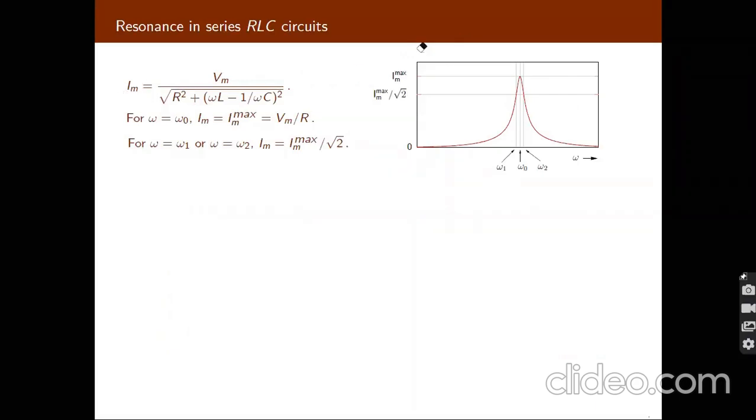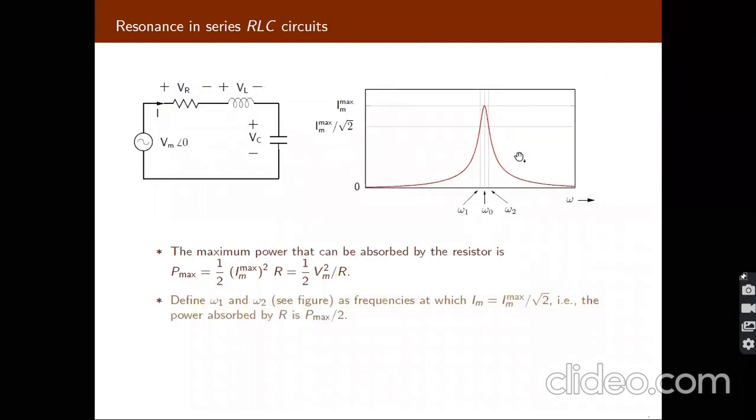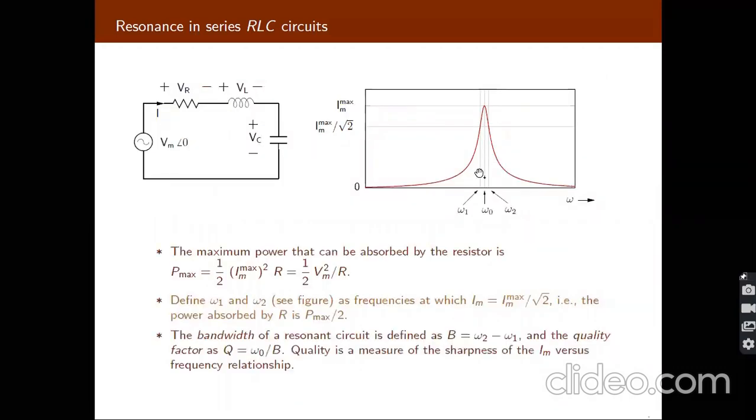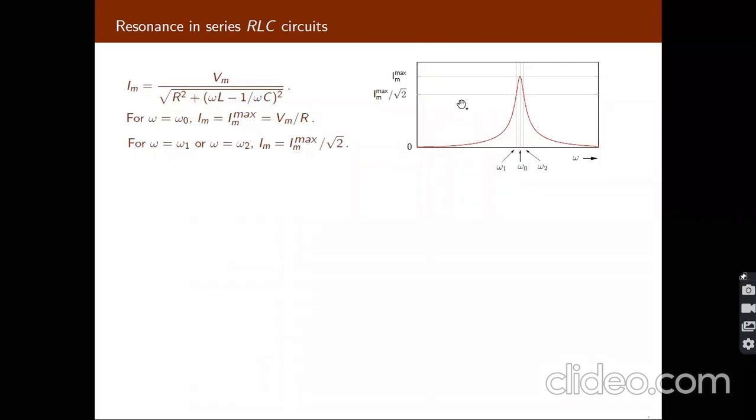Now here Im is equal to Vm by Z. At omega 1 the current is Im by root 2, and the point of omega 1 is before the resonance and the point of omega 2 is after the resonance. That means before or after the resonance, we are going to have the Z as it is in the circuit. That means it is not a pure resistive circuit, so we can include inductor and capacitor.